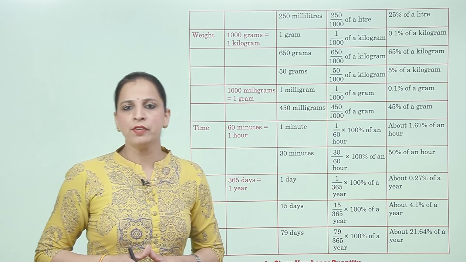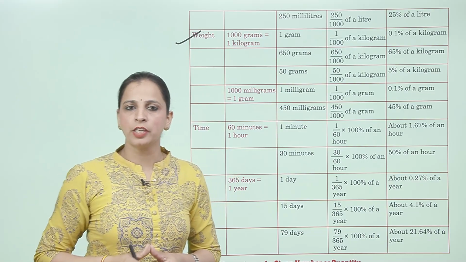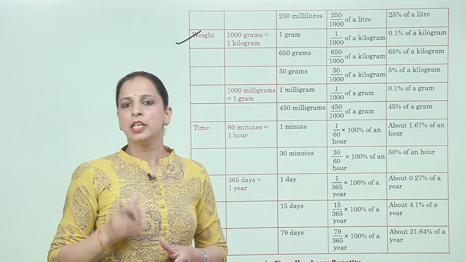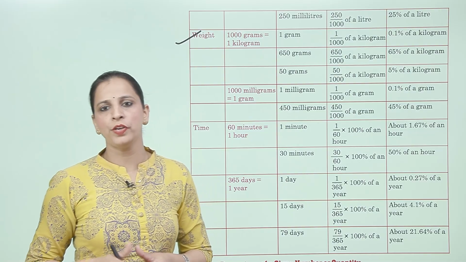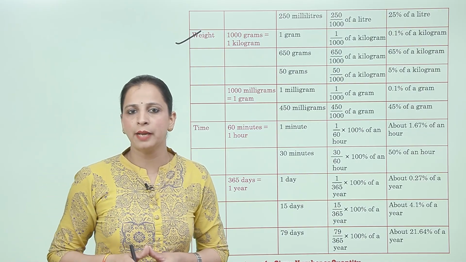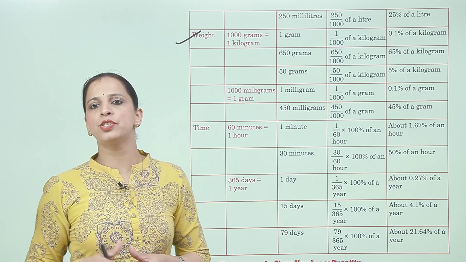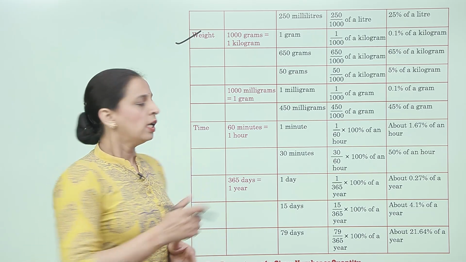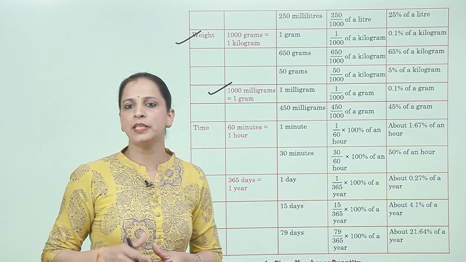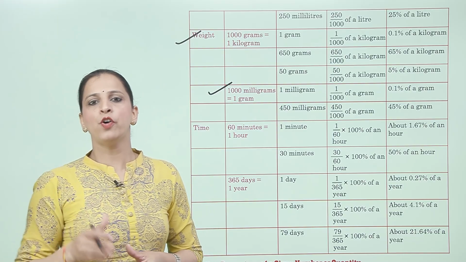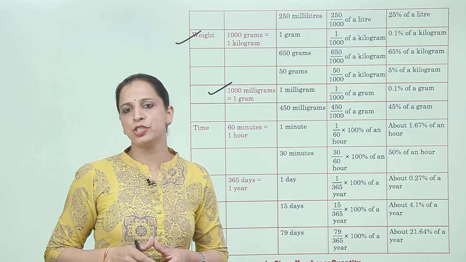250 milliliter, 250 by 1000 of a liter is 25% of a liter. Now weight, 1000 grams is equals to 1 kilogram. So 1 gram is 1 upon 1000 of a kilogram, that is 0.1% of a kilogram. 650 gram is 650 upon 1000 of a kilogram, that is 65% of a kilogram. 50 grams is 50 upon 1000 of a kilogram, that is 5% of a kilogram. Now 1000 milligram is equals to 1 gram. So 1 milligram is equals to 1 upon 1000 of a gram, that is 0.1% of a gram. 450 milligrams is 450 upon 1000 of a gram, that is 45% of a gram.